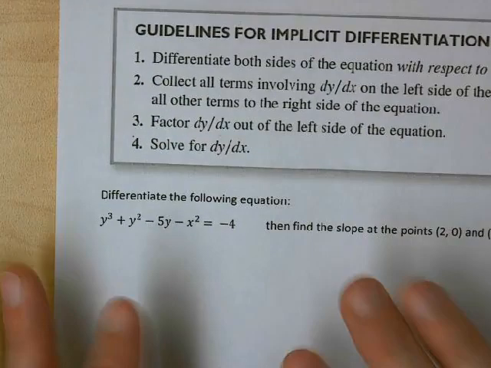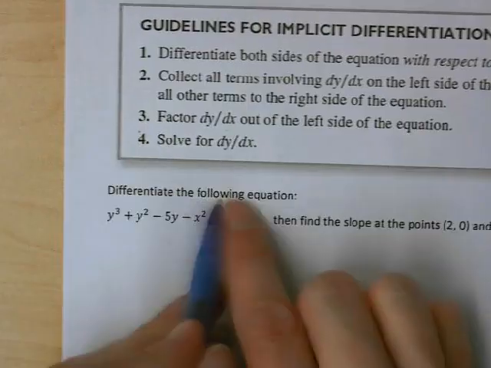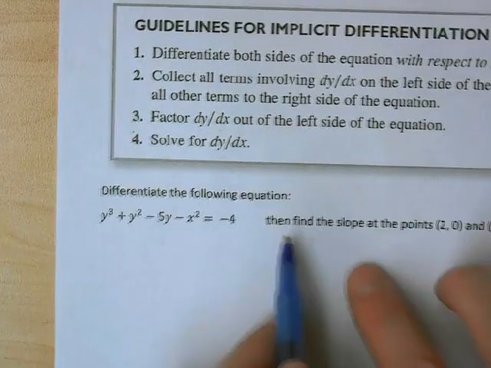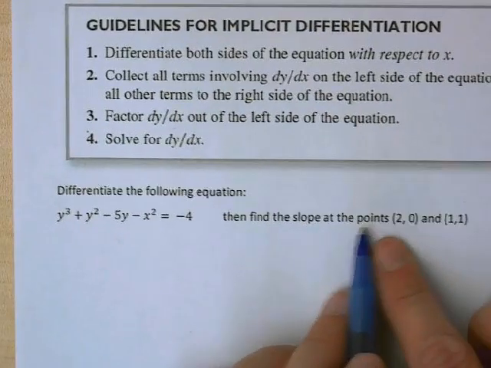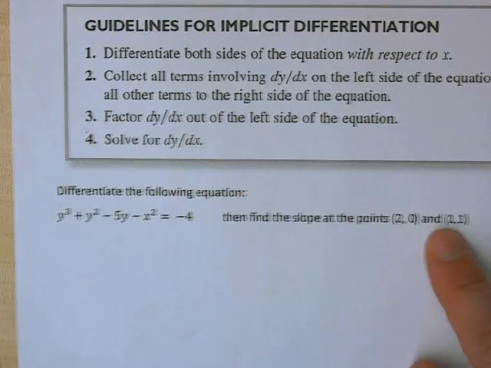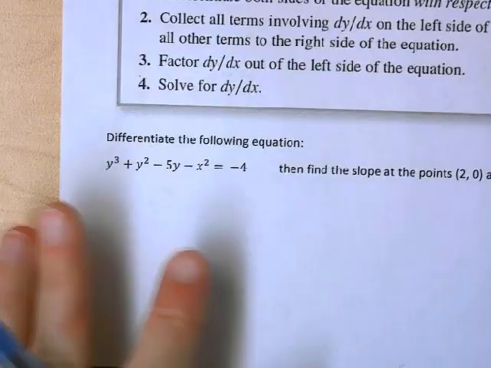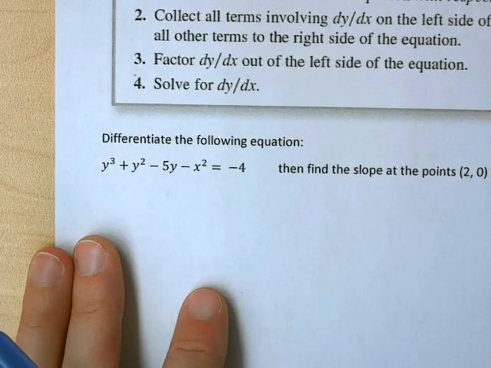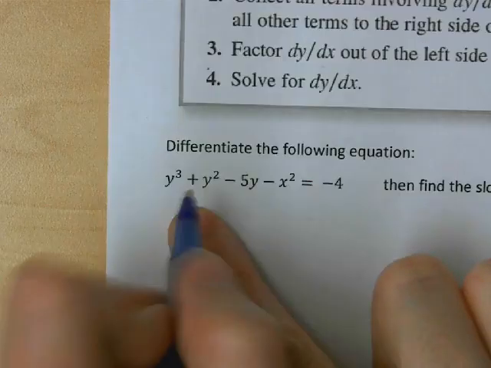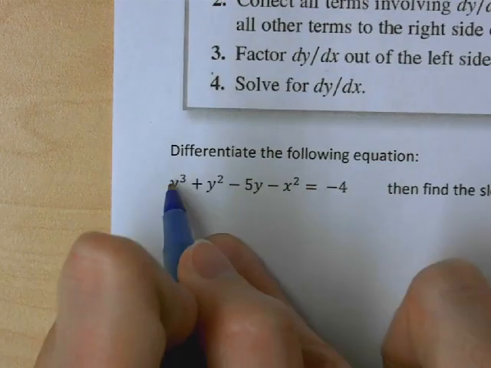So we're going to try a whole equation now, which is kind of like what your assignment will be like. Differentiate the following equation and then find the slope at the points (2, 0) and (1, 1). Find the slope at a few different points and see how it comes out. All right, so let's try this one. Differentiate the following equation. So what do we think?